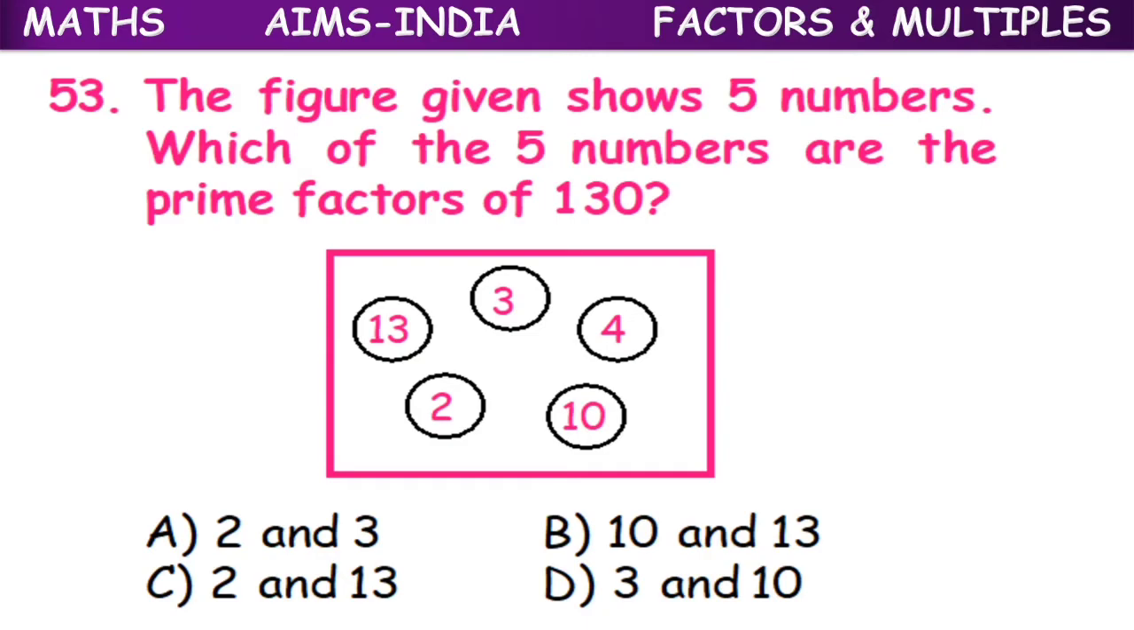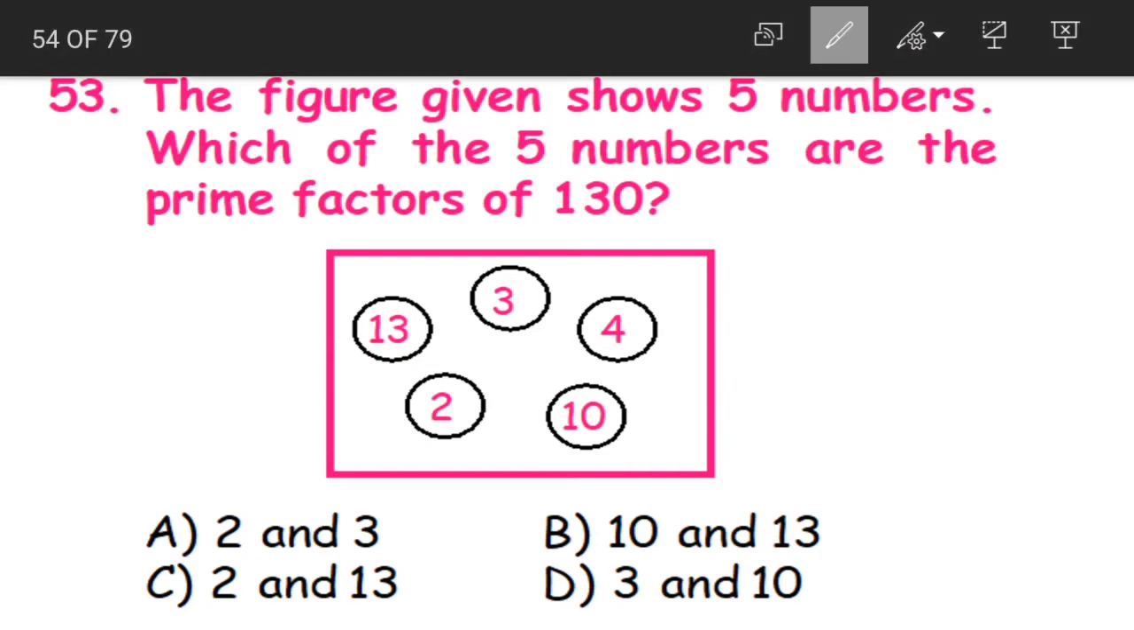Next question. The figure shows 5 numbers. Which of the 5 numbers are the prime factors of 130? We have 13, 3, 2, 10 and 4. But if we observe the numbers, what are they saying? The numbers should be the prime factors of 130. Now 10 and 4 are not prime numbers. Yes, so they cannot be prime factors.